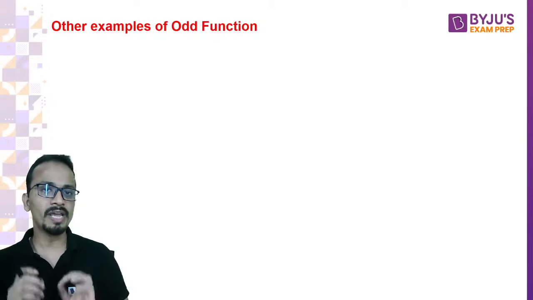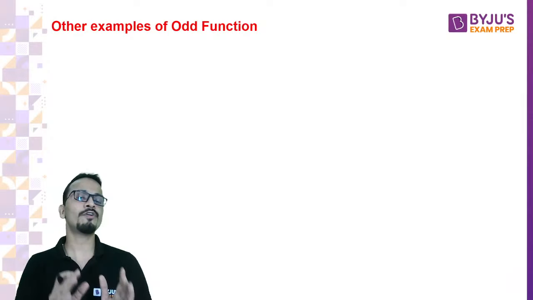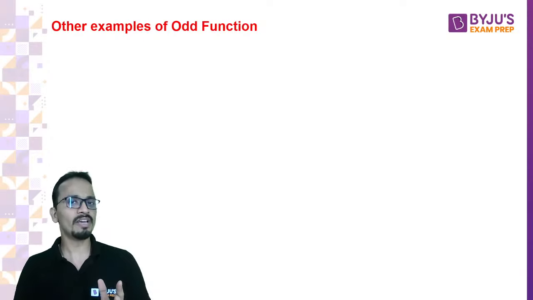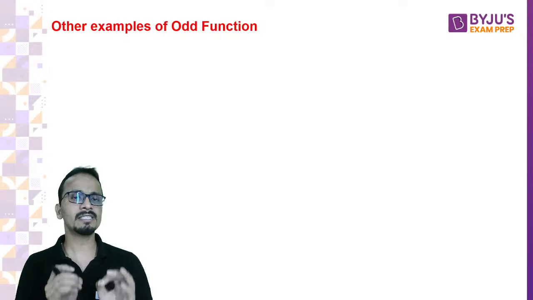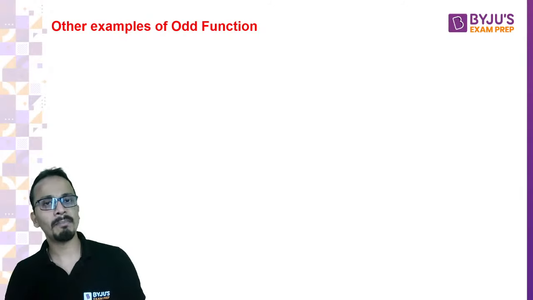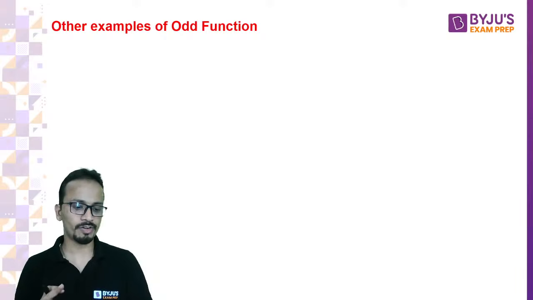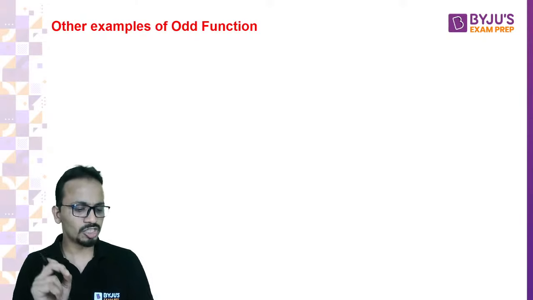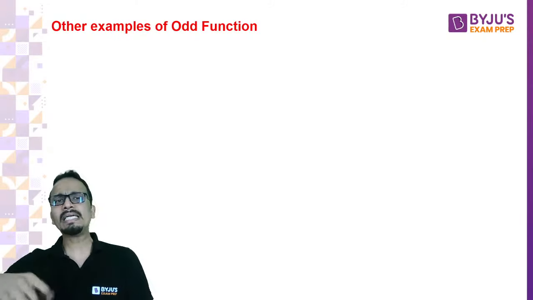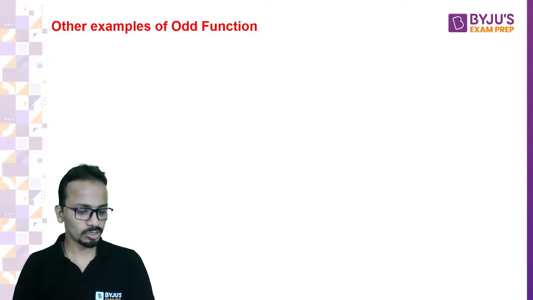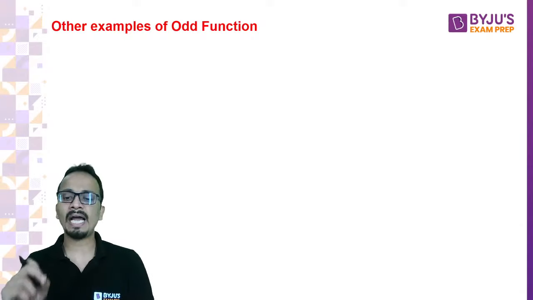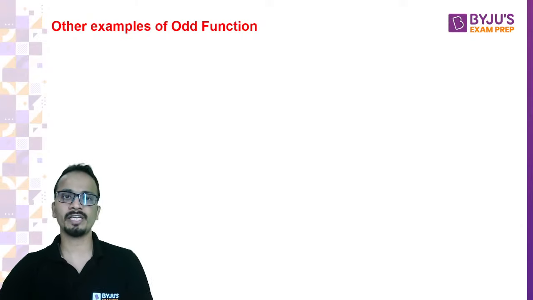All right. So in any function, if you have f of minus x equal to f of x, it will be an even function. If it is f of minus x equals minus f of x, this will be an odd function. I'll take some general examples and we'll test whether they are even or odd functions. Just wait for a few more minutes and you will get to understand a lot of things further.